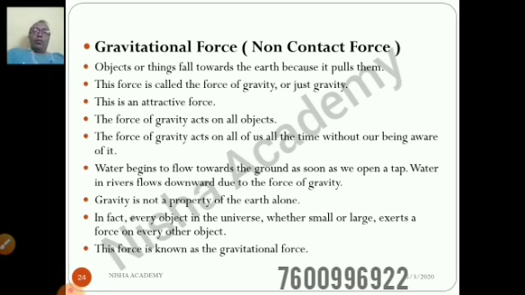We will explore more about the force of gravitation in standard 9. So thank you. We will learn more about force and pressure in the next class.